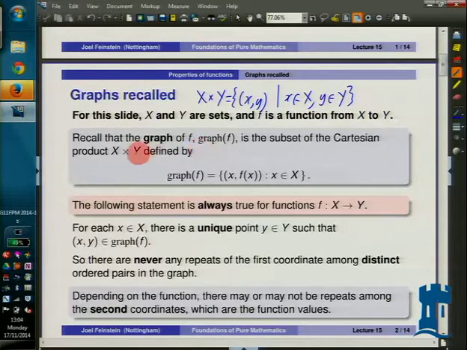And now if you've got a function from X to Y, then the graph of the function picks out those pairs which belong to the graph of the function. In other words, it's those where the second coordinate is equal to the function evaluated at the first coordinate. So we also said this was equal to the set of (x, y) in the Cartesian product such that y is equal to f of x.